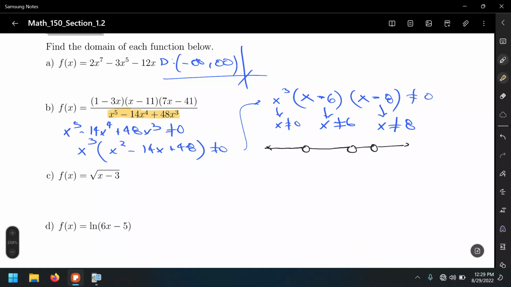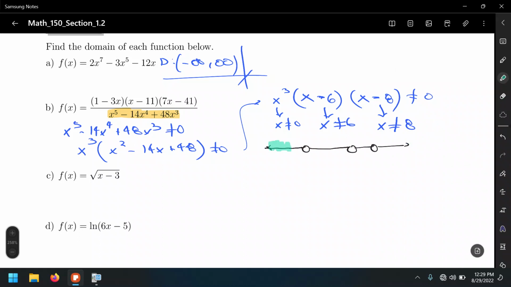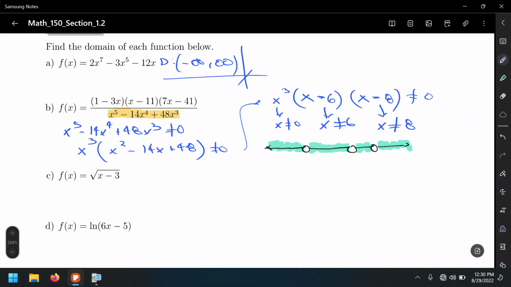So that means the okay input for this function is this interval, except that value, this interval, except that value, this interval, except that value, and this interval all the way to infinity. So let's describe these intervals using interval notation. What does the arrow imply here? It's coming from negative infinity, and then we stop at 0, 6, and 8.